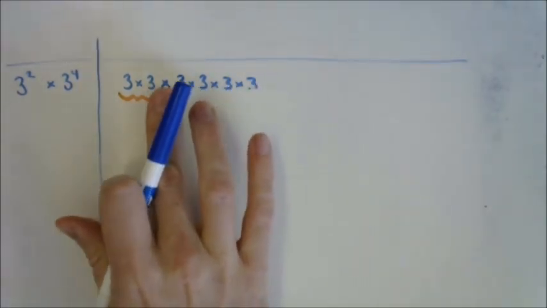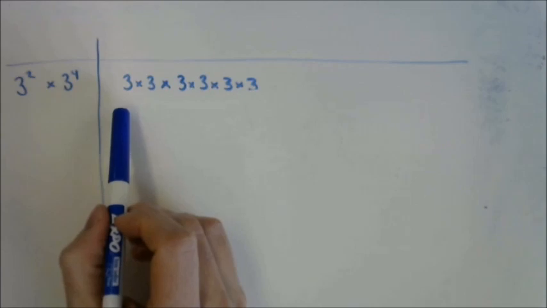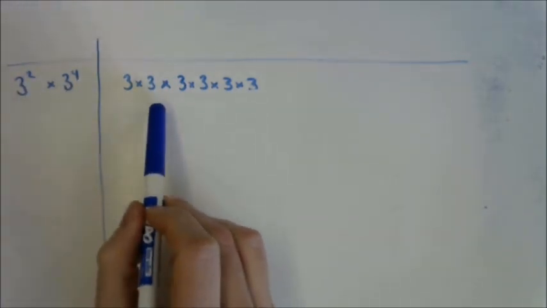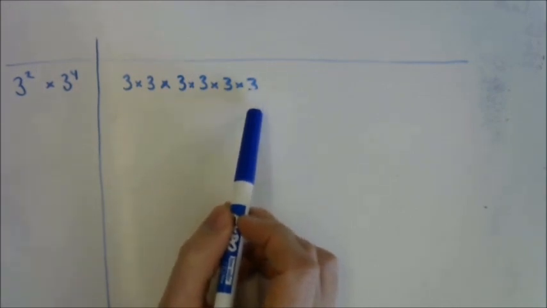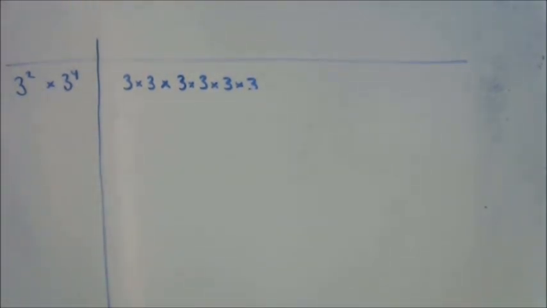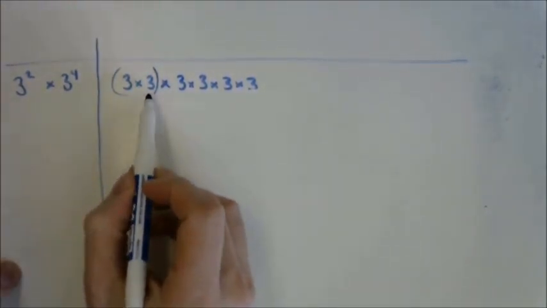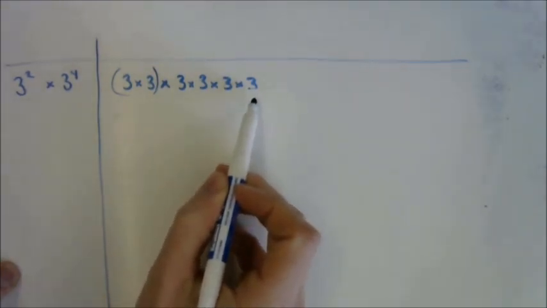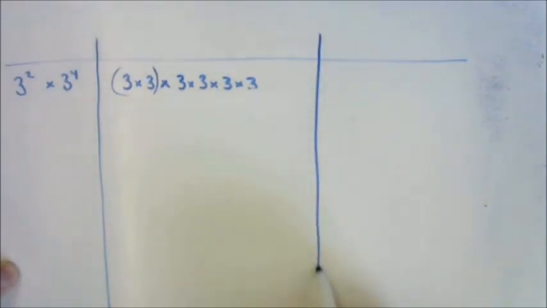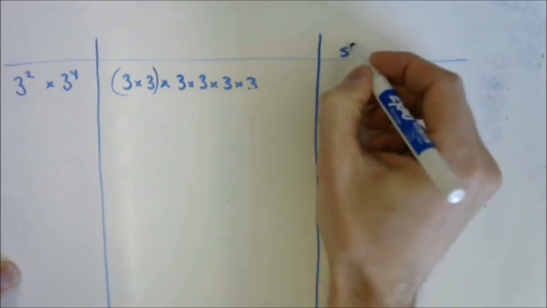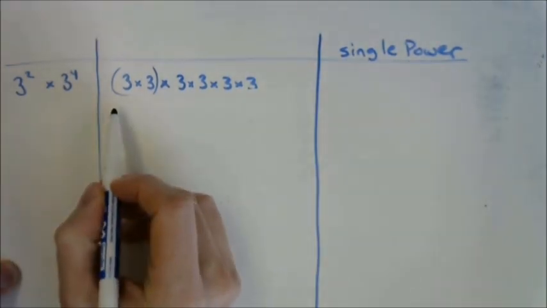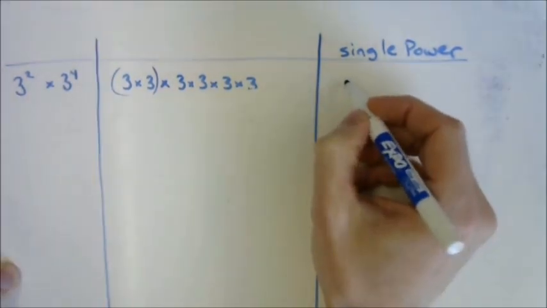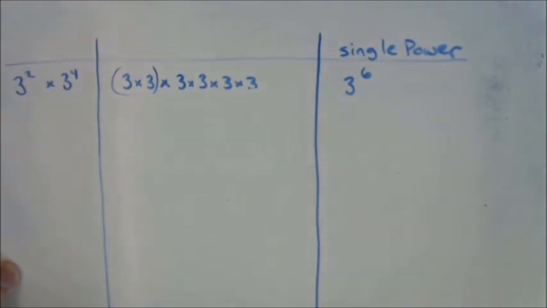But now once we have it written like this, did it really make any difference that we had 3 squared times 3 to the power of 4? Are they still separated by anything special? No, they're just all connected by a string of multiplication. So we could put brackets here. It would make no difference whatsoever. It's still just 3 times 3 times 3 times 3 times 3 times 3. So now writing it as a single power, how many factors of 3 do we have here? 6. We simply have 6 factors of 3. 3 to the power of 6.